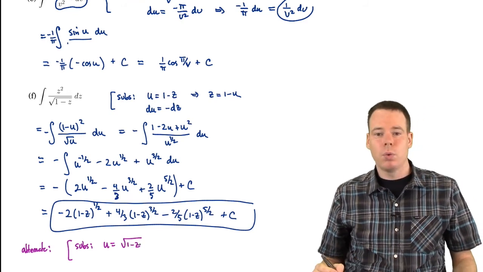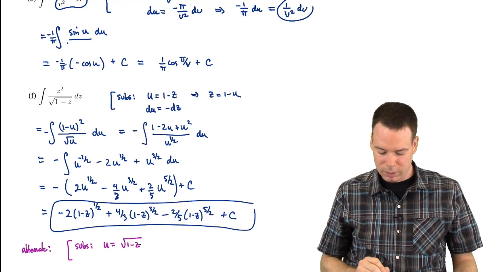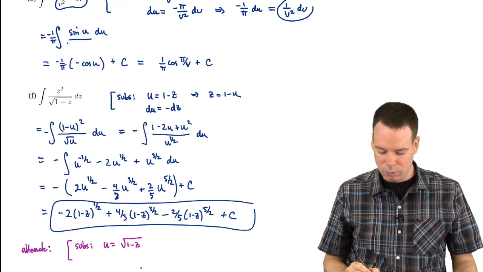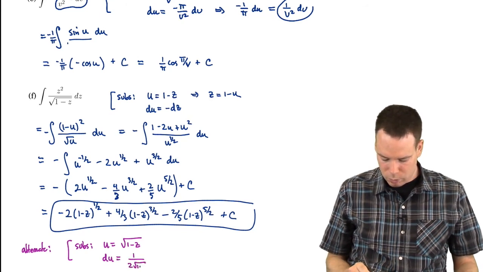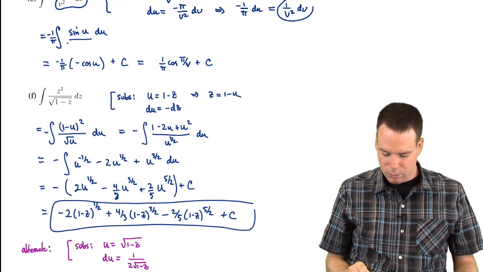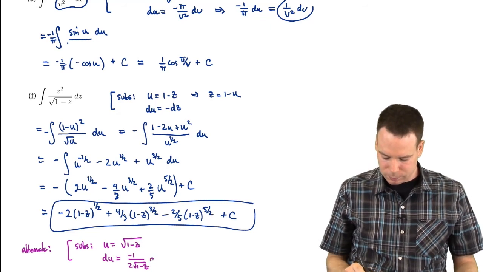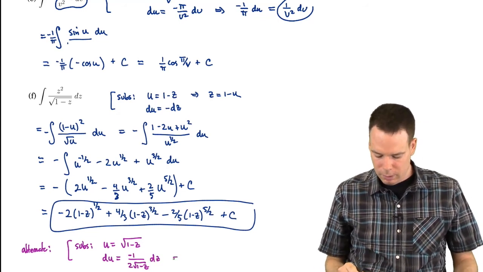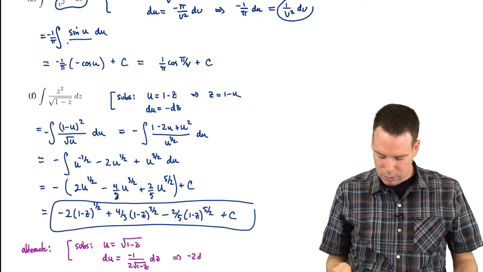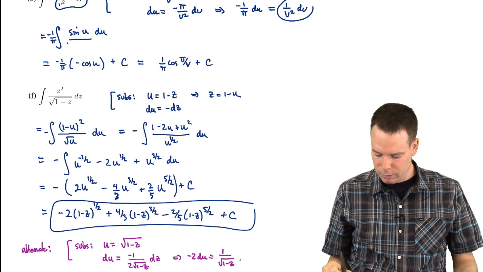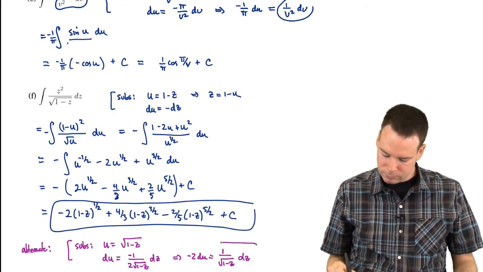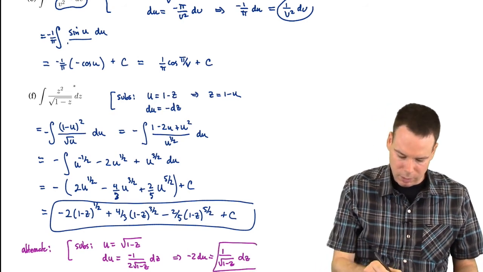I could have taken the whole denominator as my substitution. u equals the square root of 1 minus z. Then du would be 1 over 2 root 1 minus z, and then the derivative of the inside function would be negative dz. Or in other words, negative 2 du is equal to 1 over root 1 minus z dz. And notice that this whole thing is precisely that.